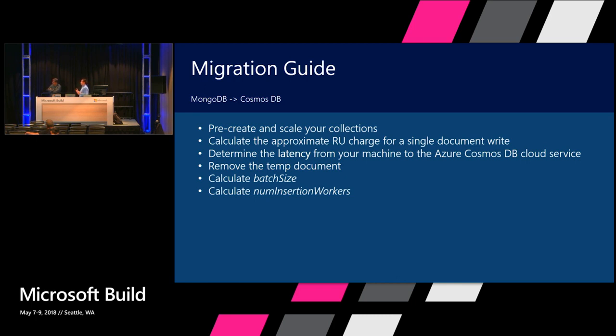And then you determine the latency from your machine to Cosmos DB, because that's also a factor. If you're located on the other side of the globe, you will add 200 milliseconds just for the speed of light. Therefore, you have to take that into account. And you remove all the temporary documents and calculate batch size and num insertion workers and run your Mongo import or Mongo restore.